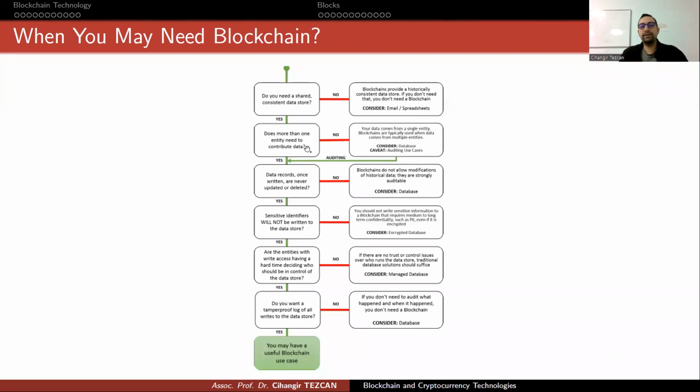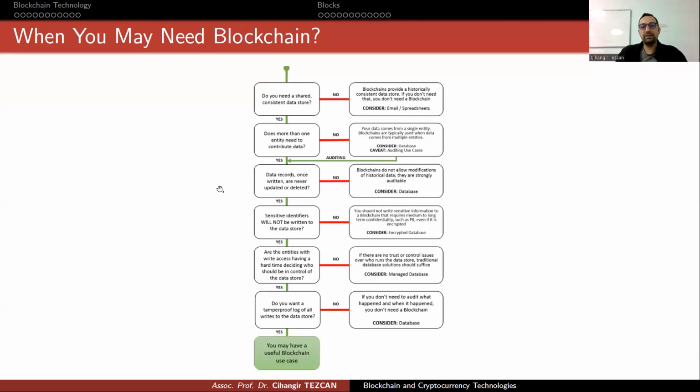Does more than one entity need to contribute data? This is also important. If you're the only person contributing the data, then most probably you don't need a blockchain. But maybe, even if the answer is no, there might be auditing. Maybe you have to show the government that you are doing it correctly. So even if you are the only person contributing data, if you need auditing, then we can say yes to this question and move on.